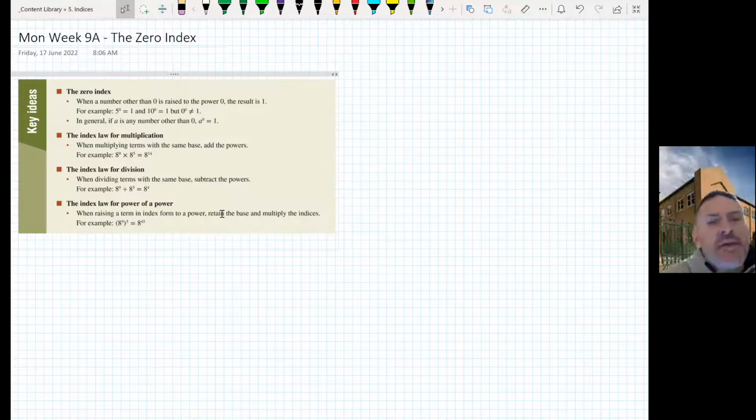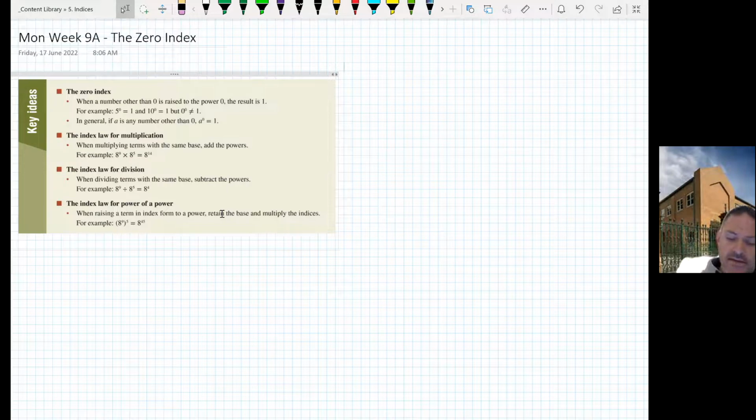Today, we're just looking a little bit at the zero index with a bit of review of some of our other laws. On the screen here is a page out of our textbook. It will be a good idea to copy this down, and you can pause this video at any point in time to do that, or it's simply from your textbook. I'm going to talk about each of these laws very briefly.